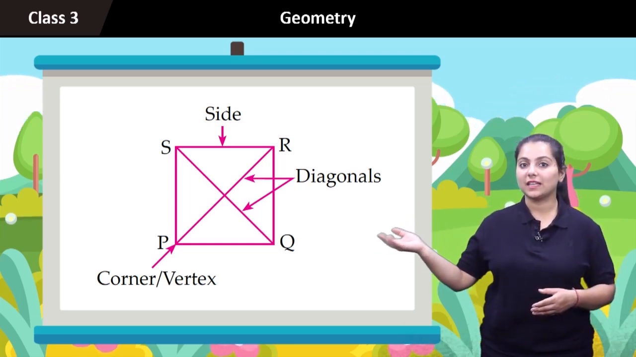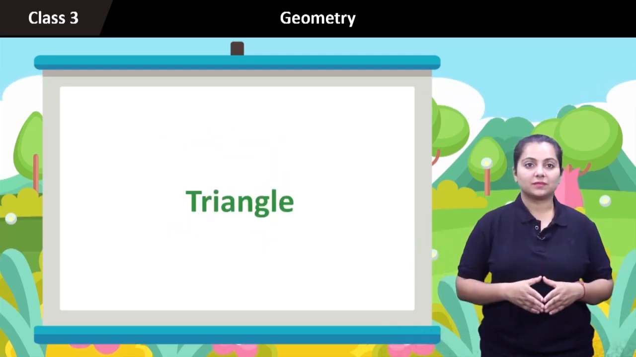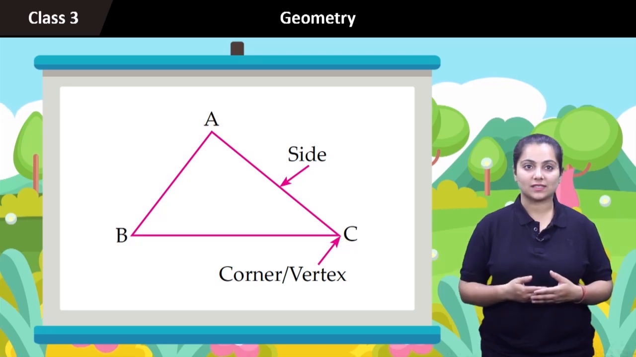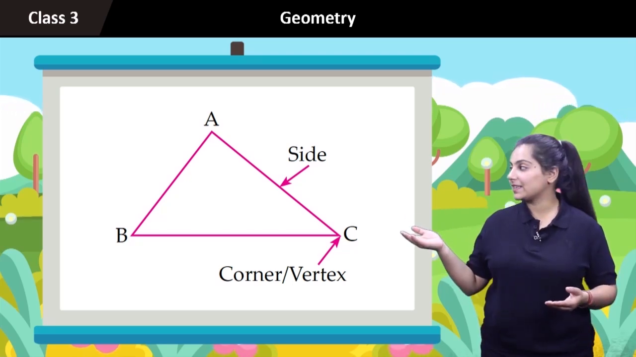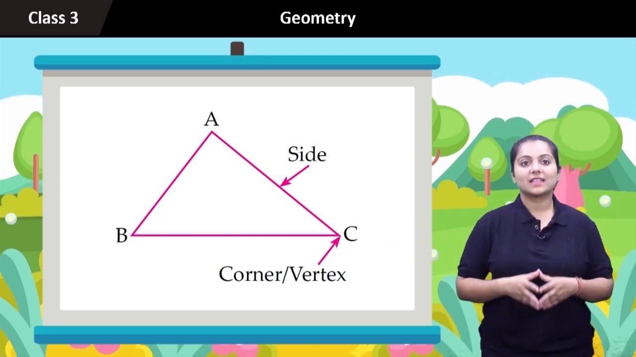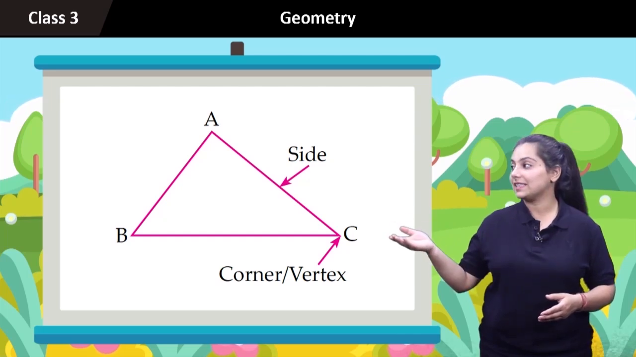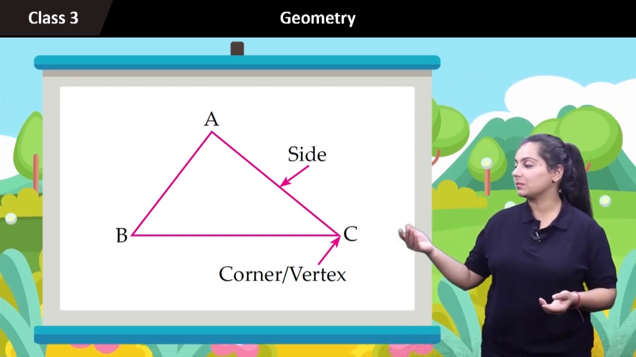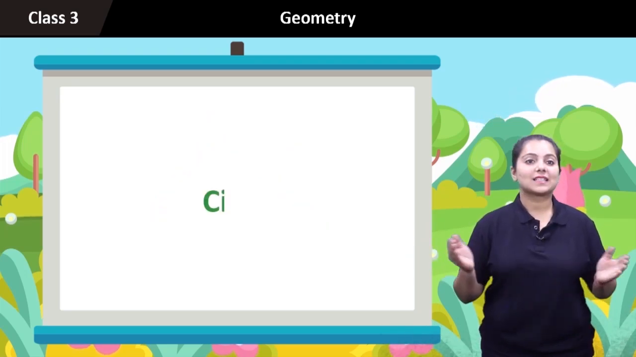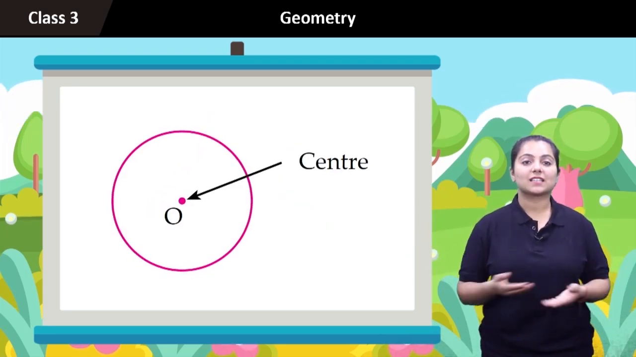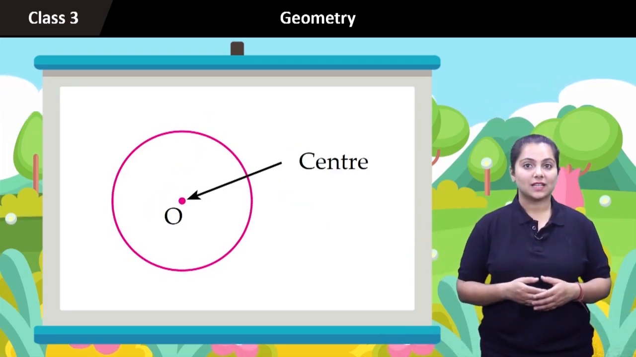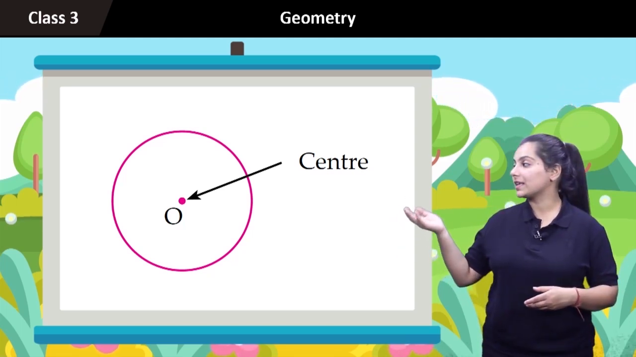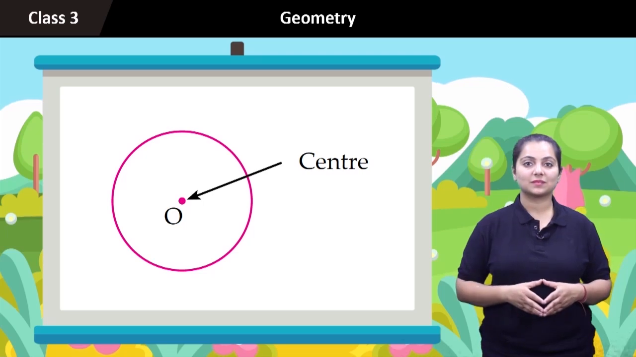Triangle. A triangle has 3 sides and 3 corners. Here ABC is a triangle. Sides AB, BC and CA. Corners or vertices A, B and C. Circle. A circle has no sides and no corners. A circle has a center. Here O is the center of the circle.